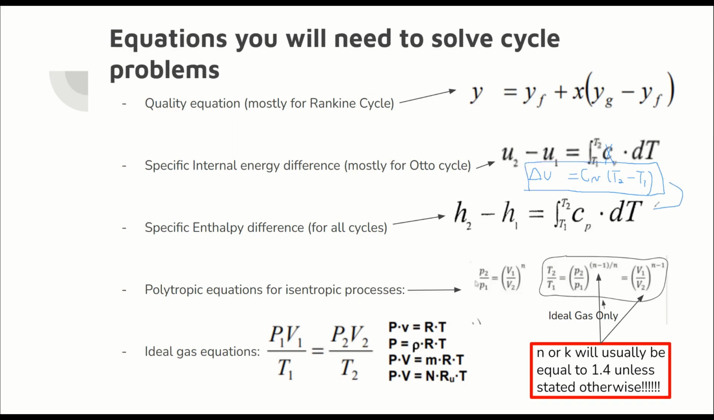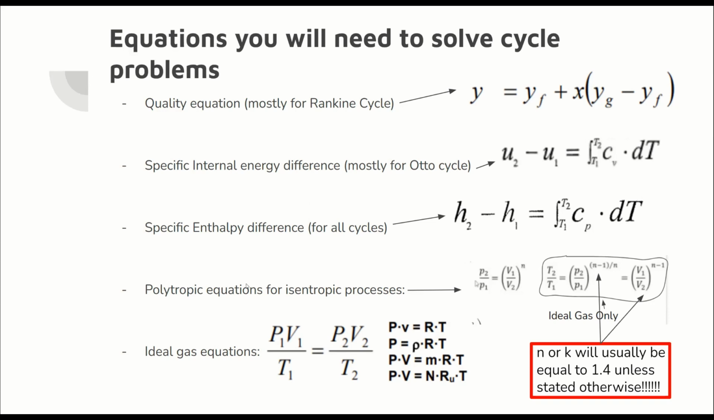This is usually the form you'll be using. It's the same for this one, but it will replace delta U by delta H and CV by CP. Delta U or delta H is equal to either CV or CP times the change in temperature. That's usually the form you'll be using, not this integral form. And it is very heavily used in cycle problems, the simplified form most of the time.